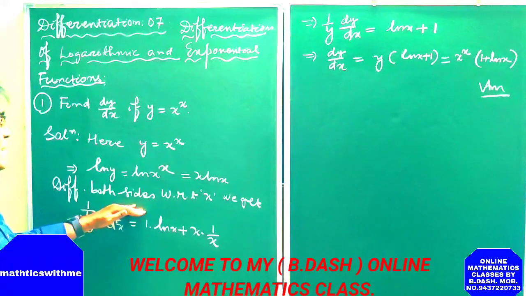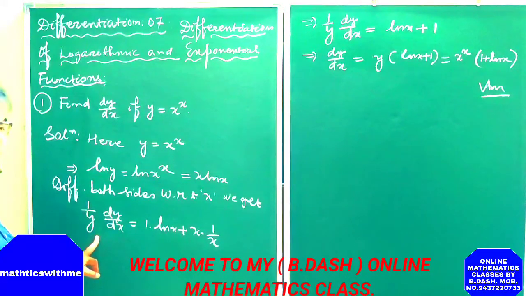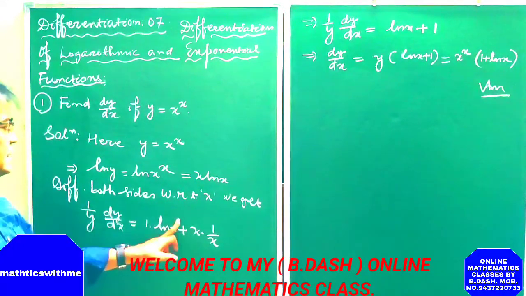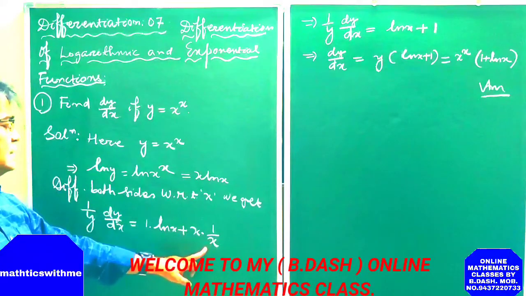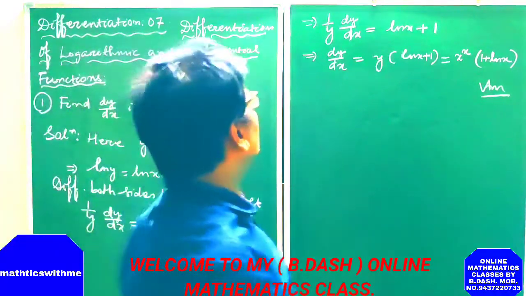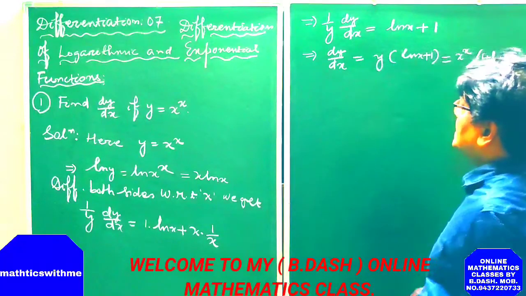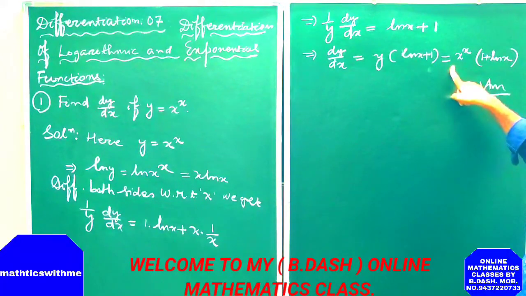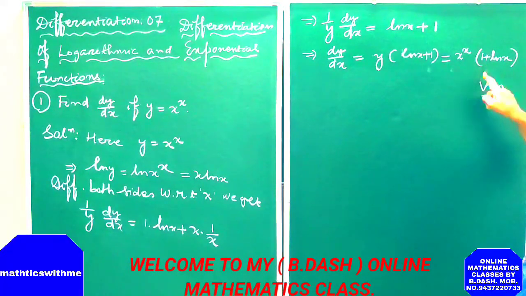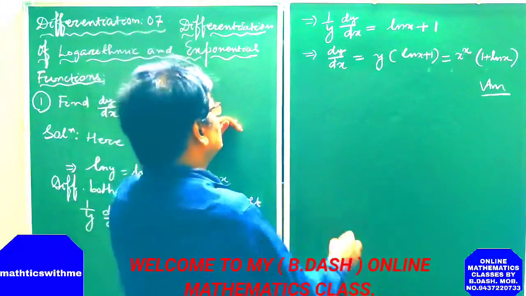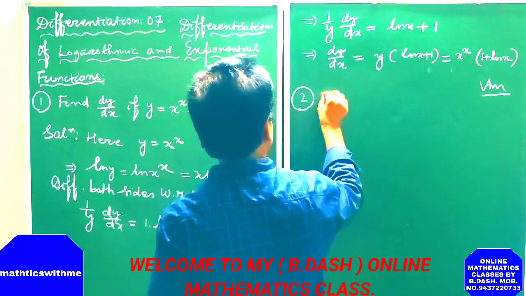Differentiating both sides with respect to x, we get 1 by y dy by dx is equal to 1 times ln x, since the derivative of x is 1, plus x times the derivative of ln x, which is 1 by x. So we have applied the product formula. Now 1 by y dy by dx is equal to ln x plus 1. So dy by dx is equal to y into (1 plus ln x). The value of y is x to the power x, so dy by dx is x to the power x into (1 plus ln x). Now our first question is solved. Let us proceed to solve the second question.